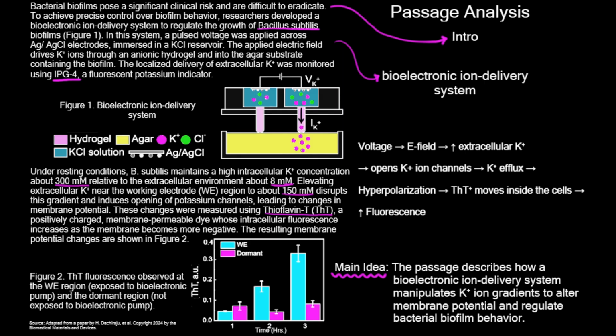The second sentence reads: To achieve precise control over biofilm behavior, researchers developed a bioelectronic ion delivery system to regulate the growth of Bacillus subtilis biofilms. Figure 1. The second sentence confirms our prediction. The author introduced a novel method that allows scientists to control the growth of bacterial biofilms. They worked with Bacillus subtilis. This is specific information that we should underline in case a question refers to it.